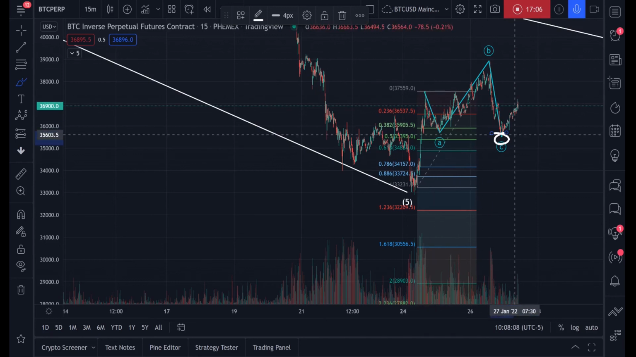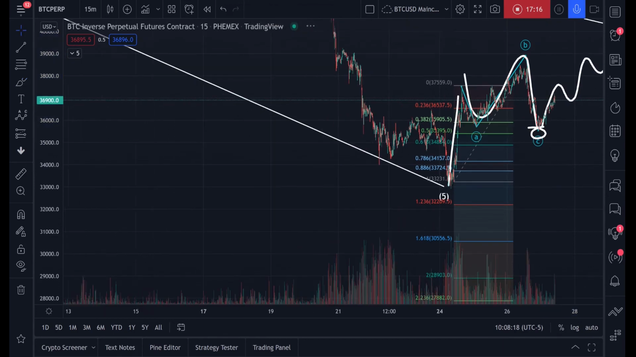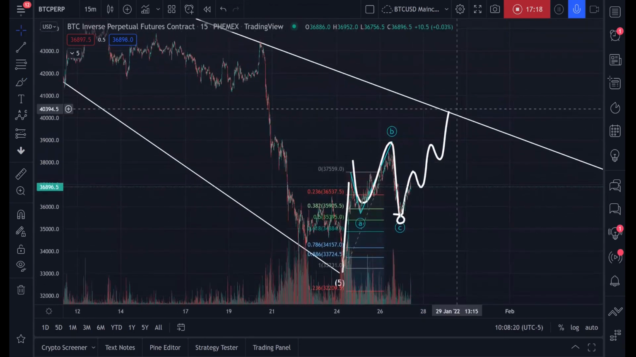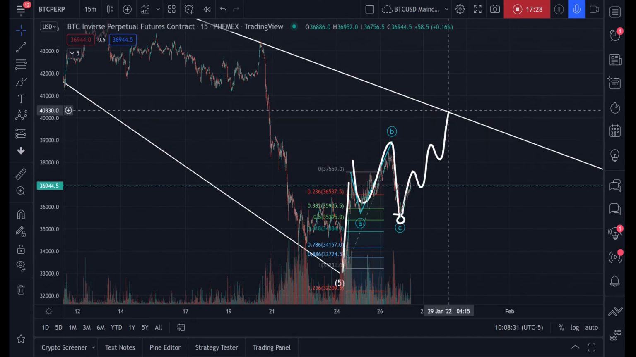So this is your 5 waves up. This is your 3 waves. Expect 5 more waves. And now let's zoom in and see. Do you see where I just touched that? This is where I expect Bitcoin to stop. I do not expect us to breach this line, however long it takes for these 5 waves to form.